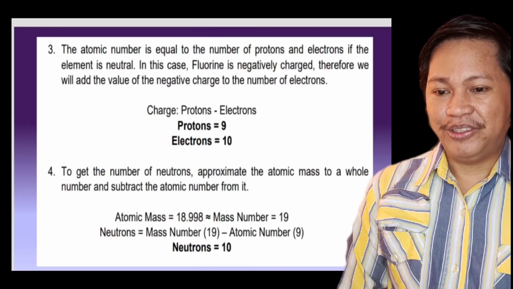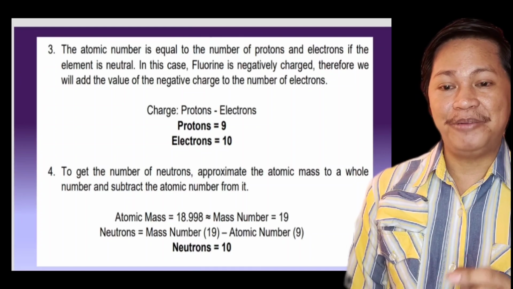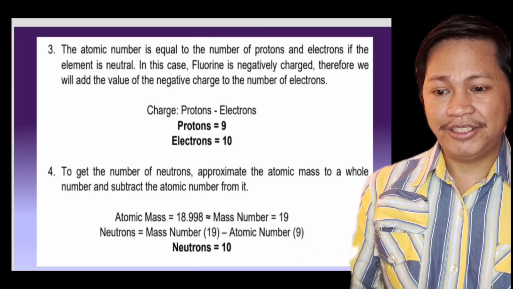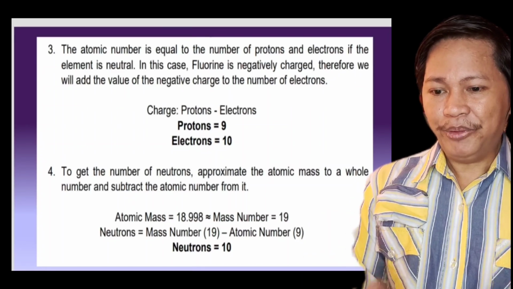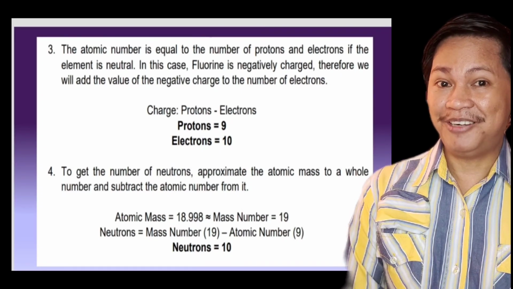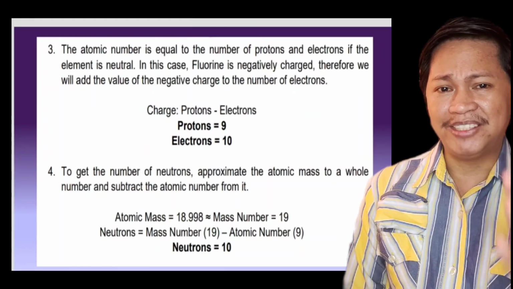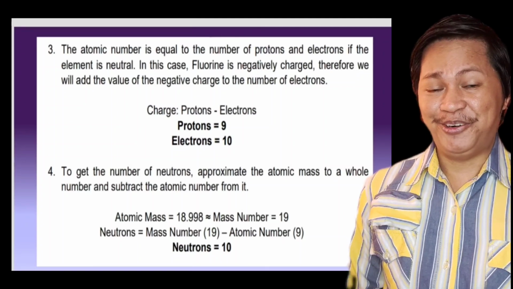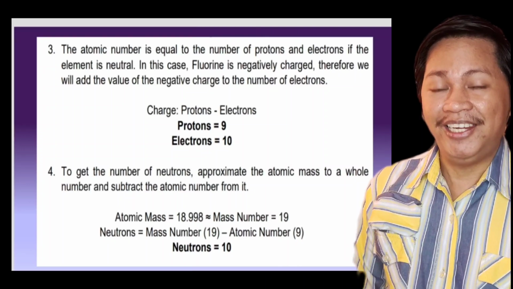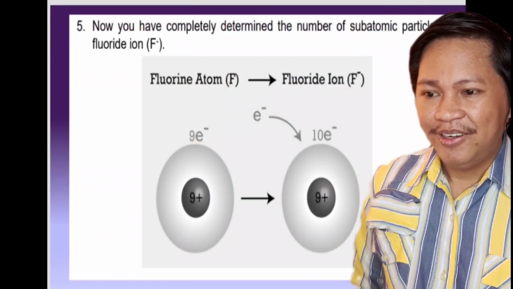To get the number of neutrons, approximate the atomic mass to a whole number and subtract the atomic number from it. Atomic mass or mass number is the same. We have here 18.998. Closely, of course, rounded off, it will become 19. So how to get the number of neutrons? Simply by having this mass number minus atomic number or protons. That's why we have this 10. 19 minus 9, that will be 10. I hope klaro yan. Okay, number 5.